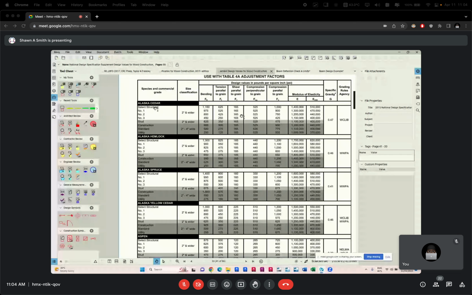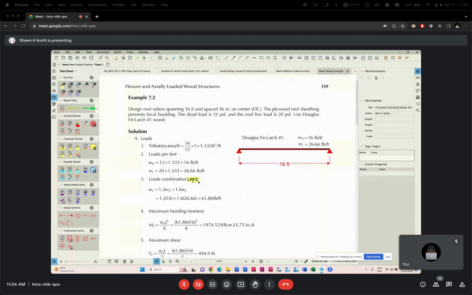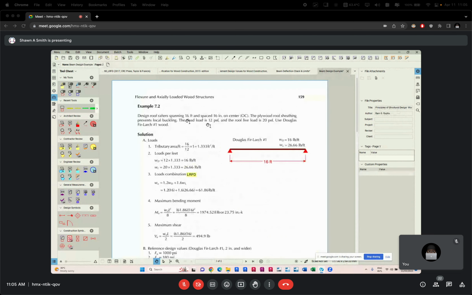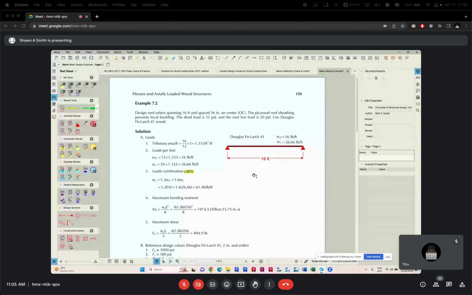We have Alaska cedar. Within that you have number 1, number 2, number 3. So you can change from number 1 to number 2. You can change to select structural. You can change to stud. You can do so many things to create several worked examples from just the one or two examples that we have done so far. You can change the load. So don't limit yourself to just looking back over what we did in class.